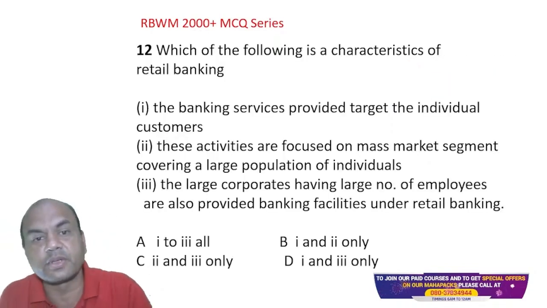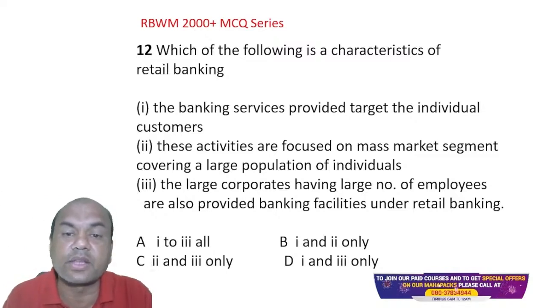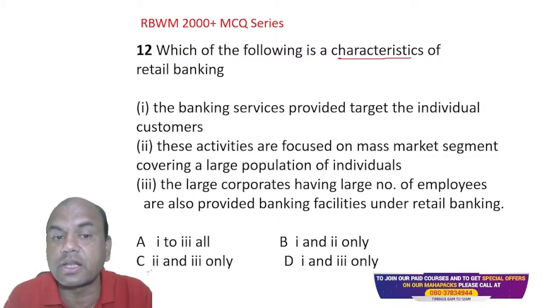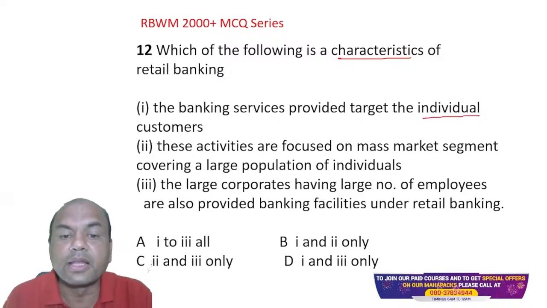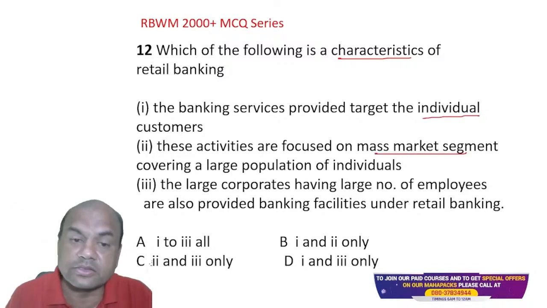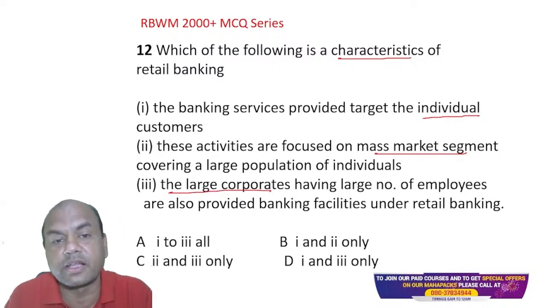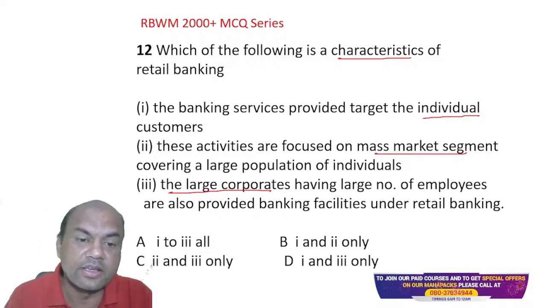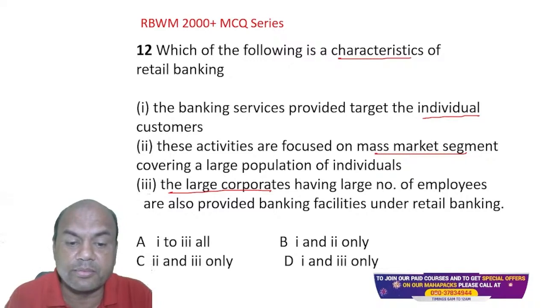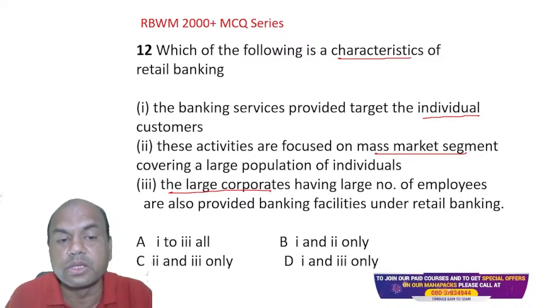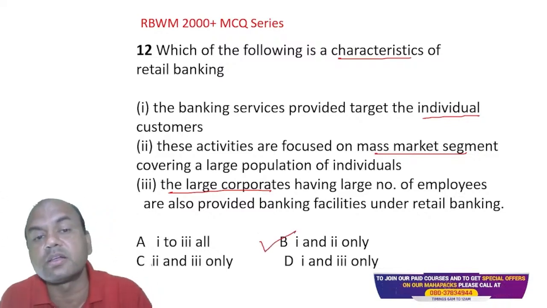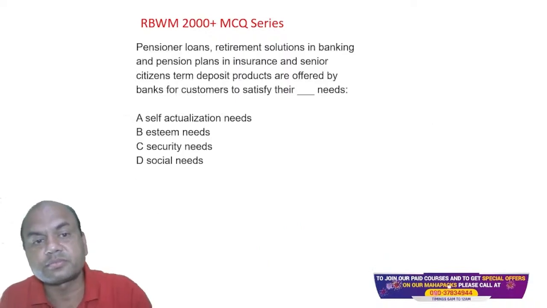Next one. Which of the following is the characteristic of retail banking? The banking service that is provided to target individual customers. So individual customers that are focused on mass market segment. So that is also okay. That is focused on large corporates. Is large corporates the focus of retail banking? First, yes. Is it one, two, and three, all of them? Or is it only one and two only? So the answer is B, one and two only. Large corporates are not the focus of retail banking.